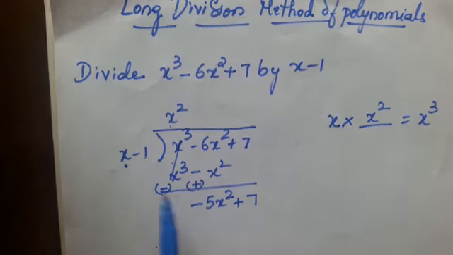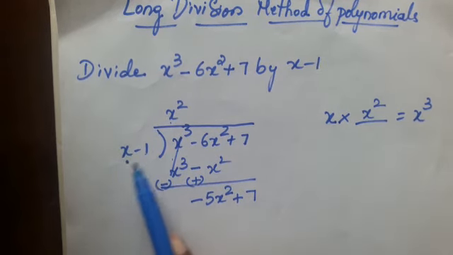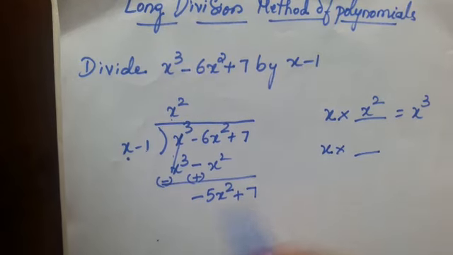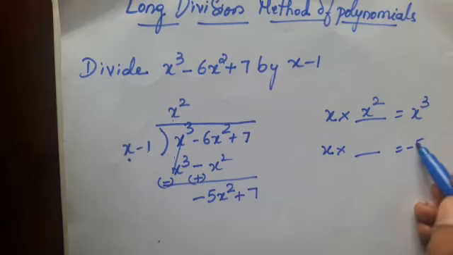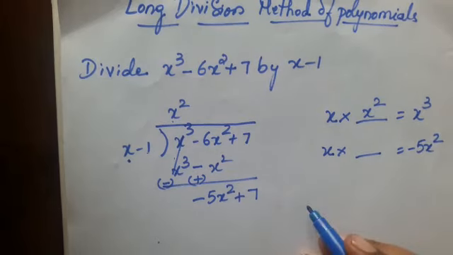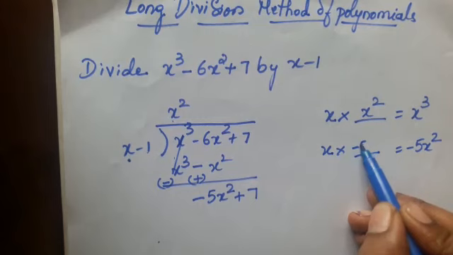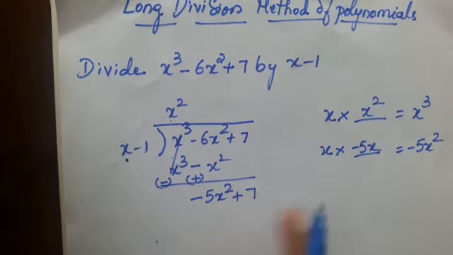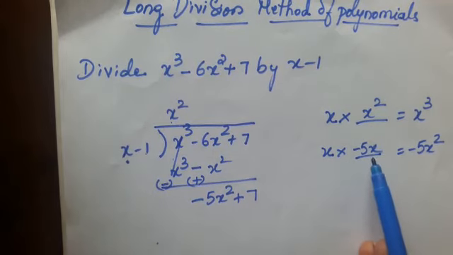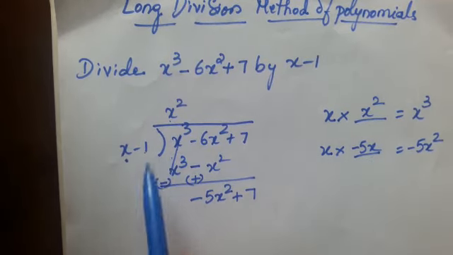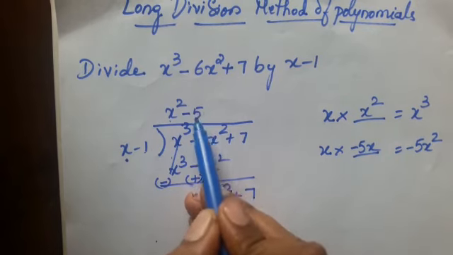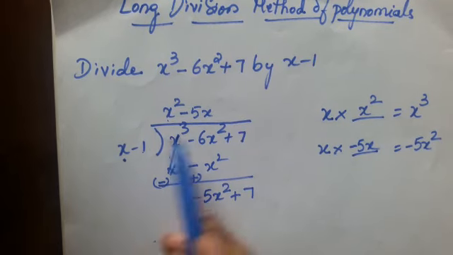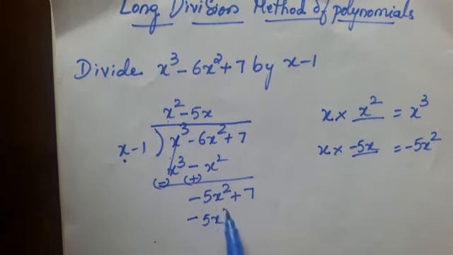Now again you see the first term here and the first term here. Minus 5x square is here, here x is there. Again we have to make this equal to this. So what we have to multiply to x so that I should get minus 5x square? So it is minus 5x, right friends? Minus 5x square I will get if I multiply this x with minus 5x. So here I am taking minus 5x.